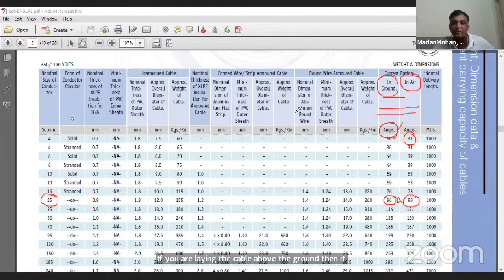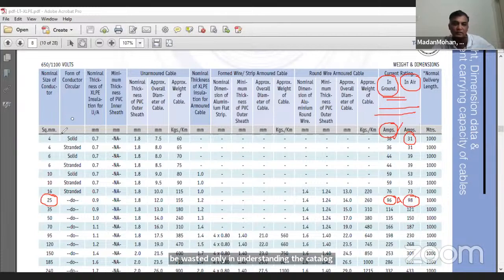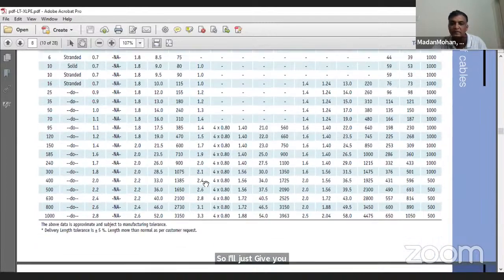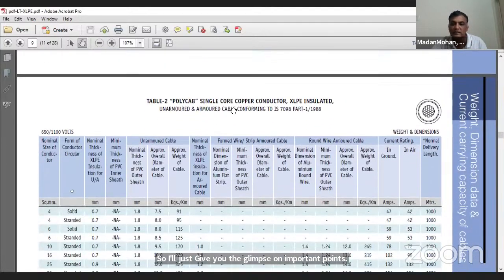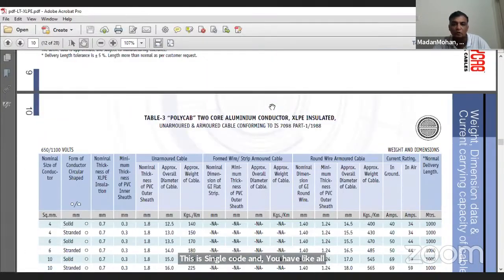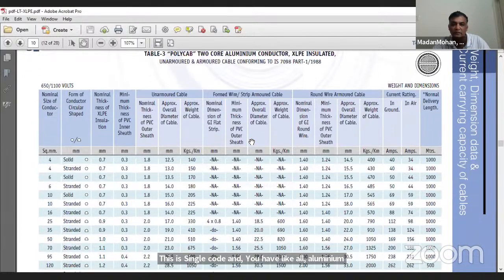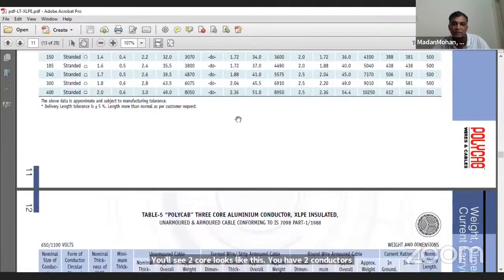Okay, so there are many parameters here, guys. I'm just touching the important parameters because if I started telling about all the parameters, 1 hour would be wasted just in understanding the catalog itself. So I'll just give you a glimpse of the important points. This is single core aluminum and single core copper. You have two core aluminum; you'll see two core looks like this. You have two conductors in the two core cable, aluminum and copper.